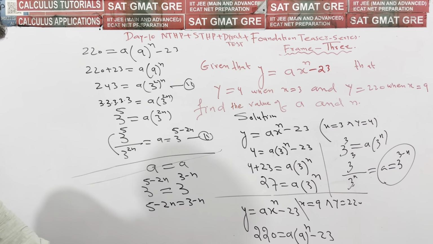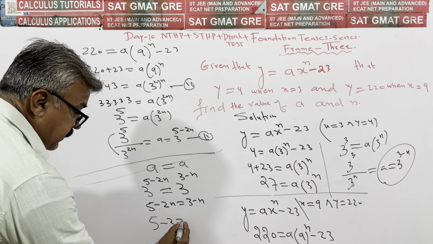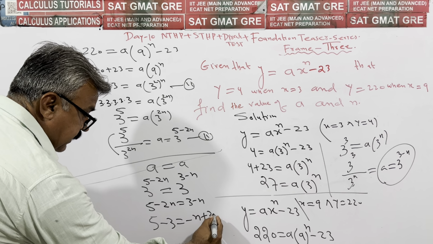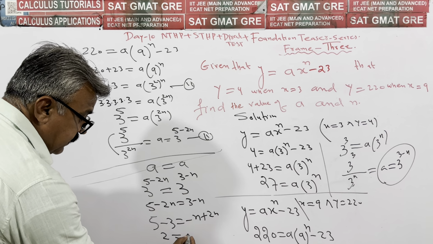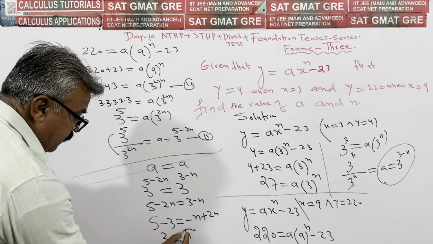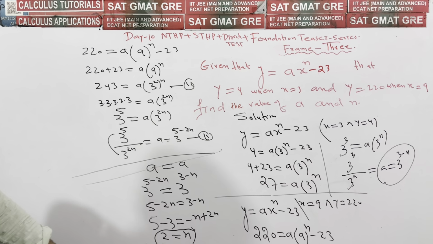Combine the like terms, shift n there, constant there. We have something like this: 5 minus 3 is equal to minus n plus 2n. 5 minus 3 is 2. Minus n plus 2n is equal to n. So the value of n is 2.